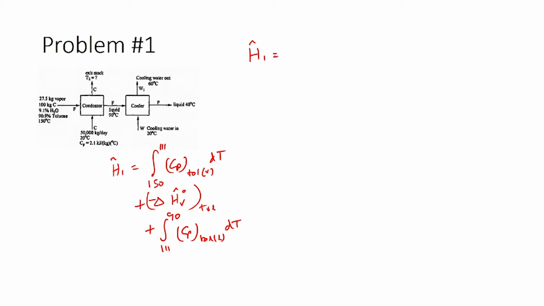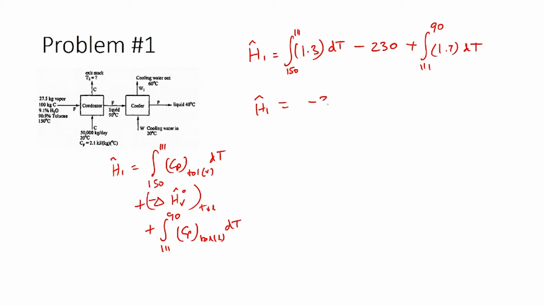So, H1 cap is equal to the integral from 150 to 111 of 1.3 dT. We are getting the Cp values from the table which was given to us in the problem. Minus 230, the value for heat of vaporization, can also be obtained from the table, plus the integral from 111 to 90 of Cp of toluene liquid, which is 1.7 dT. So, using this we would end up with H1 cap as minus 316.4 kilojoules per kilogram. So, this gives us H1 cap.